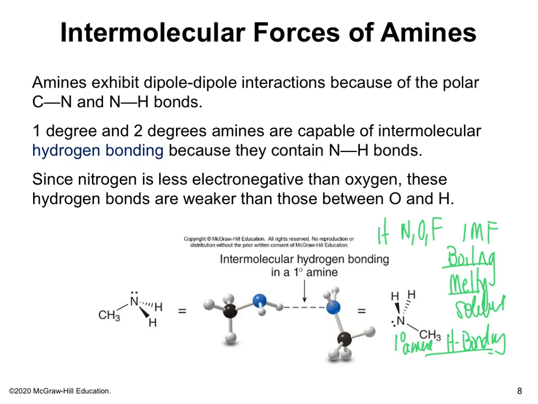You'll see that tertiary amines do not have a hydrogen, so they do not do hydrogen bonding. Since the nitrogen is less electronegative than oxygen, so electronegativity trends increase up a group and across a row. It's less electronegative. The hydrogen bonds are going to be weaker than an alcohol. So amines are going to have weaker hydrogen bonding than alcohols.